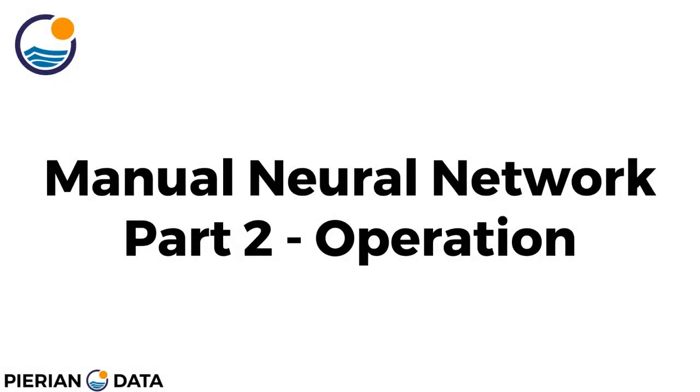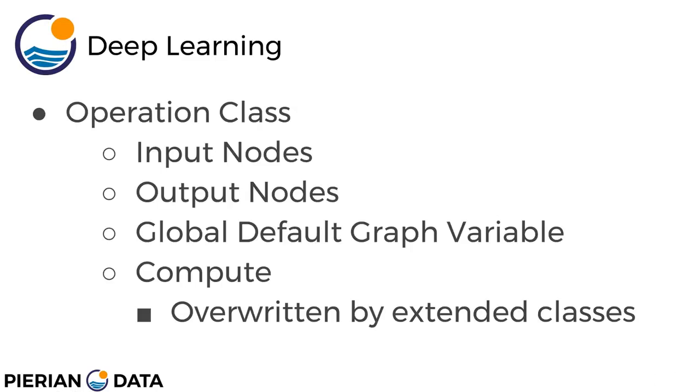Welcome back everyone to part 2 of this manual neural network lecture series, where we're going to focus on the operation class we'll be building. The operation class we create is going to have two main attributes: input nodes and output nodes. The input nodes, as you may have guessed, is just a list of input nodes going into this operation, and output nodes is a list of nodes that are consuming this particular operation's output.